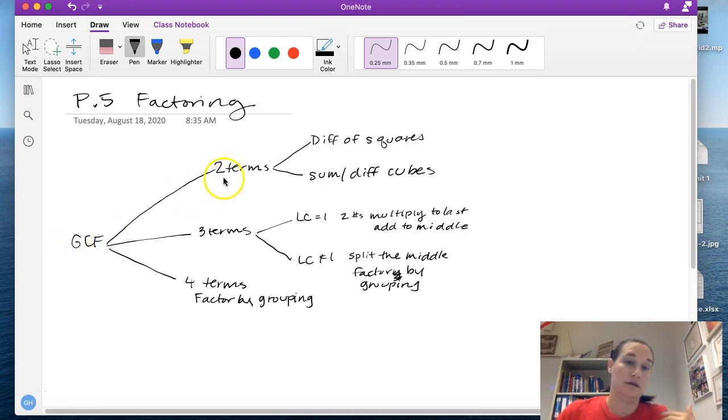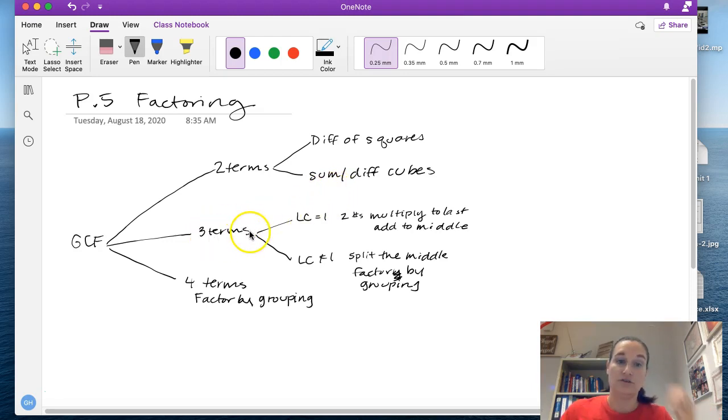Then what you do next depends on how many terms you have. So if you have two terms, you're either going to do a difference of squares formula, or you're going to do sum or difference of cubes. We are not going to go over the sum or difference of cubes. You can Google that if you want to, but we're not going to go over it.